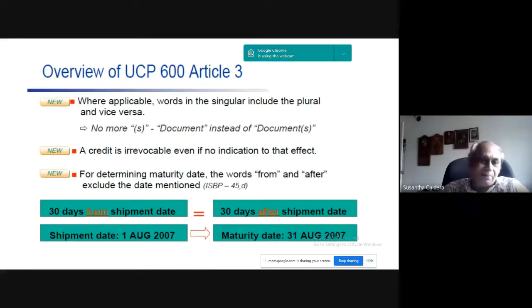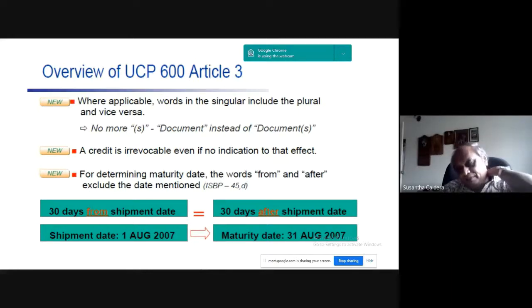The vice versa. A credit is irrevocable even if there is no indication to that effect. No need, and if you open the LCs under MT700, it is an irrevocable LC. Even though the word irrevocable is not there, we treat it as irrevocable. That's the practice.